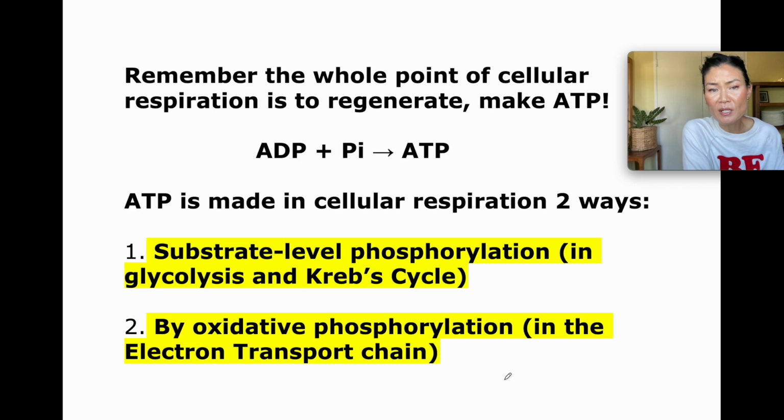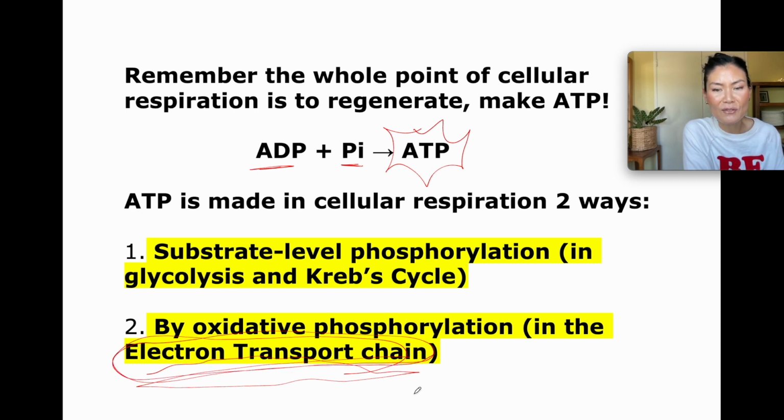So remember, the whole point of cellular respiration is to regenerate or make ATP. Because when your cells use ATP, you end up with ADP and inorganic phosphate. Well, the whole point of cellular respiration is to make ATP so the cell can continue using ATP as a source of energy. And there are two ways that ATP is made in cellular respiration. It's substrate level phosphorylation. That happens in the Krebs cycle and in glycolysis. But the majority of ATP is going to be made here in the electron transport chain by oxidative phosphorylation.